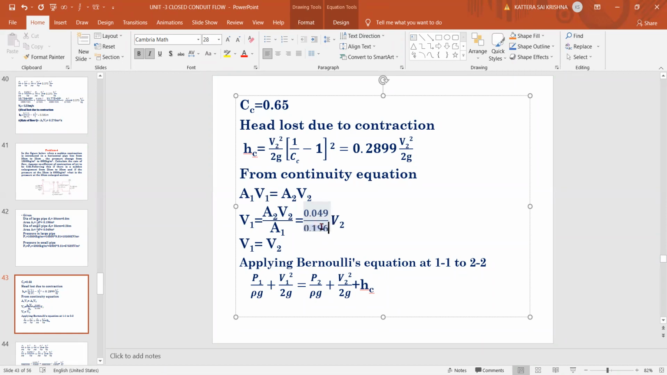Yes. So what you'll get here? V1 equal to 0.25 V2. So all the terms we are taking in terms of V2 only. So take V1 also in terms of V2. So V1, what we got, is V1 equal to 0.25 V2.